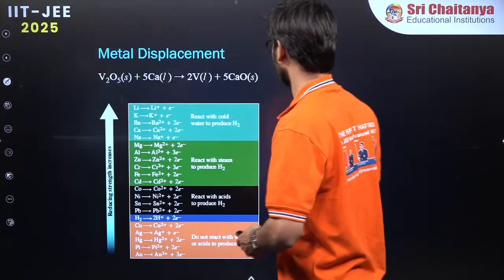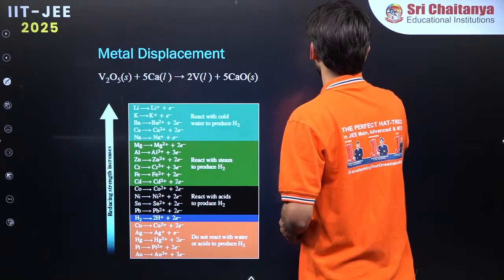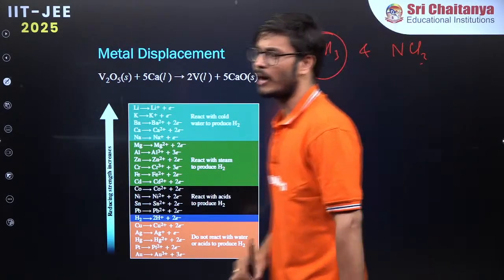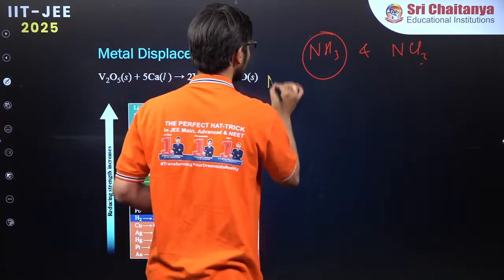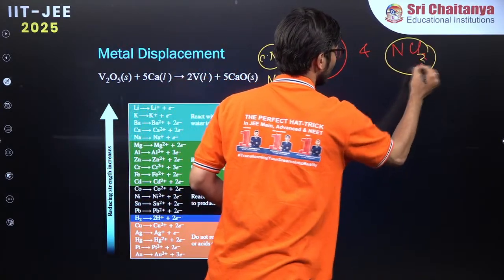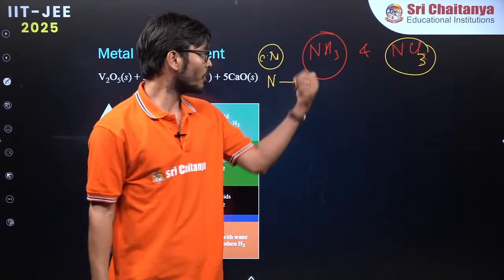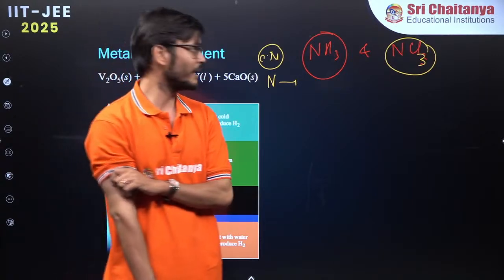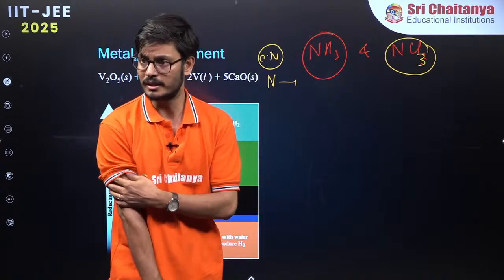Come to ammonia. Somebody said ammonia, sir. Take the example of ammonia and NCl3. Can you give me the oxidation number of nitrogen in ammonia, and nitrogen in NCl3? What is the oxidation number of nitrogen in ammonia? +3, -3, what is it? In case of ammonia, -3. Very good, all of you.